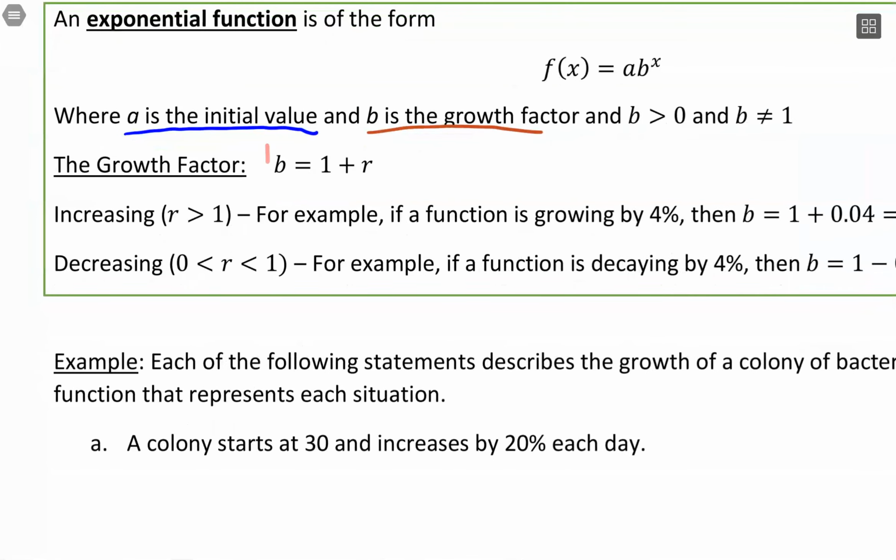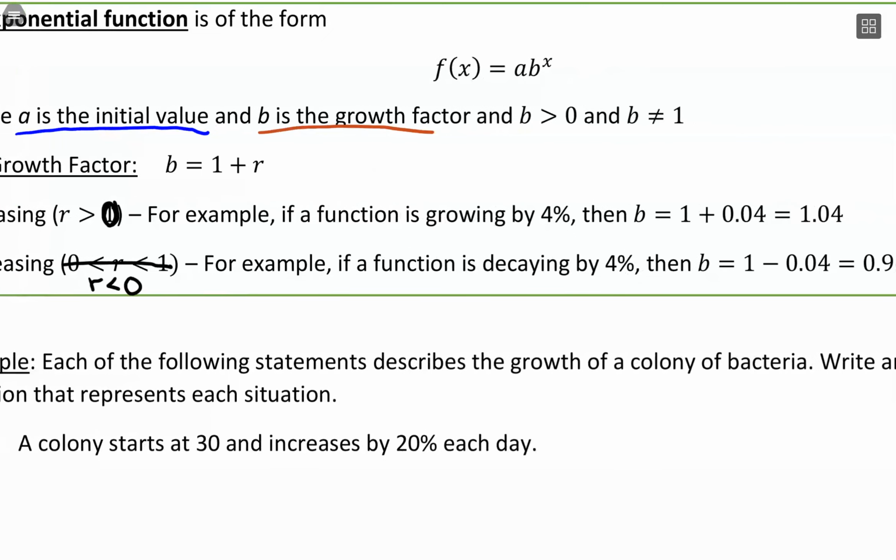So we could think of the growth factor as 1 plus r. Now this r, this rate of growth, could be increasing, and that's where r would be more than 0, so b would be more than 1. Or decreasing, where r would be less than 0. So increasing, you're adding it on; decreasing, it would be negative, so you would be subtracting.